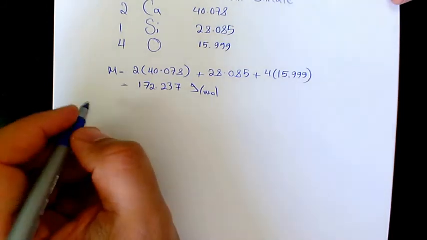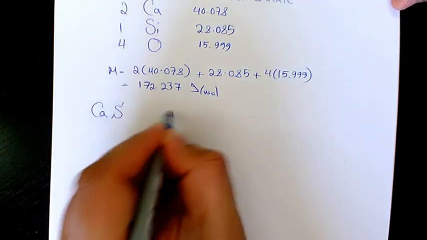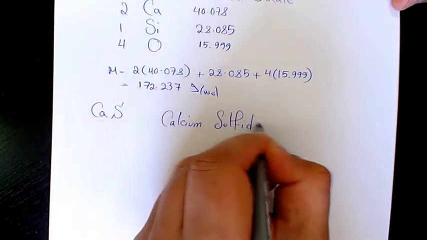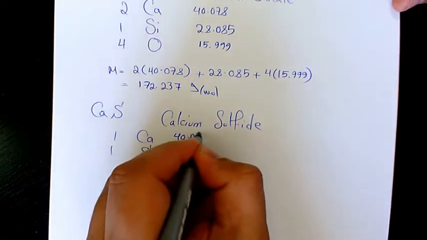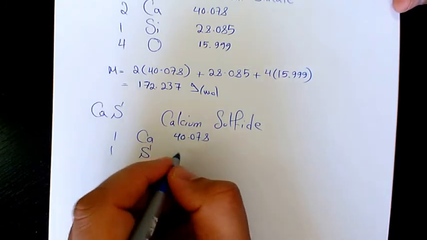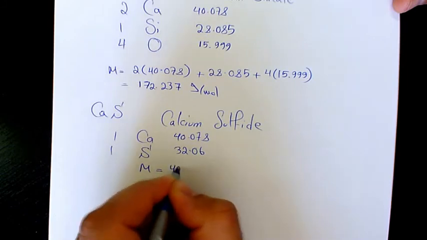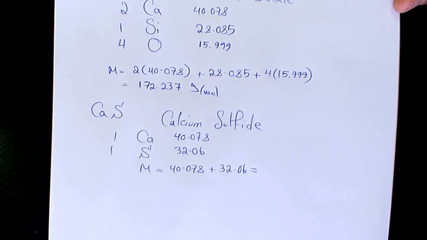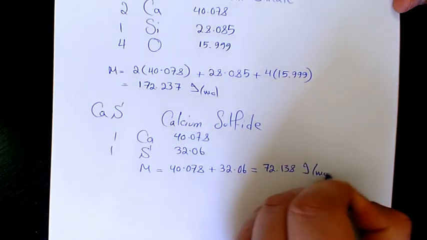Next one, let's have CaS, which is calcium sulfide. You have 1 atom of calcium, 1 atom of sulfur. It's going to be 40.078. Sulfur is 32.06. So it's going to be 40.078 plus 32.06, which is going to be 72.138 grams per mole.